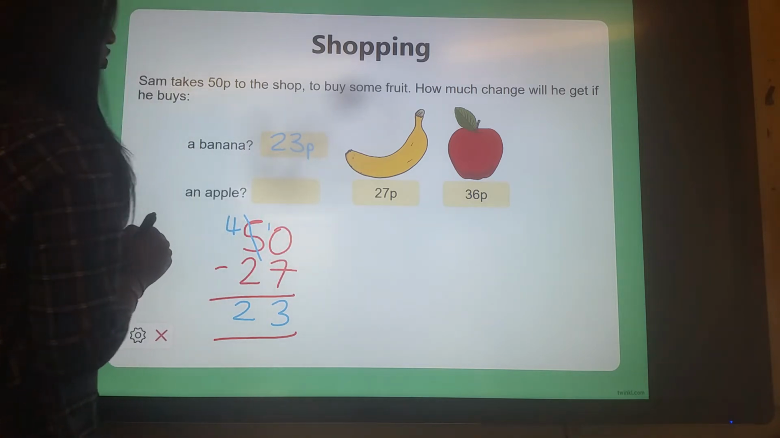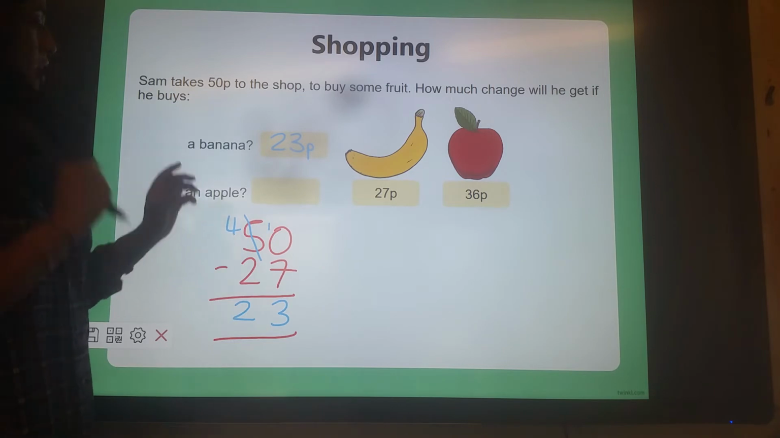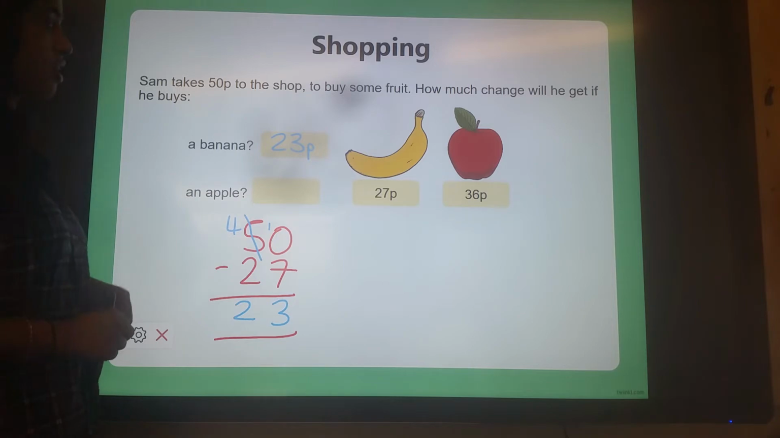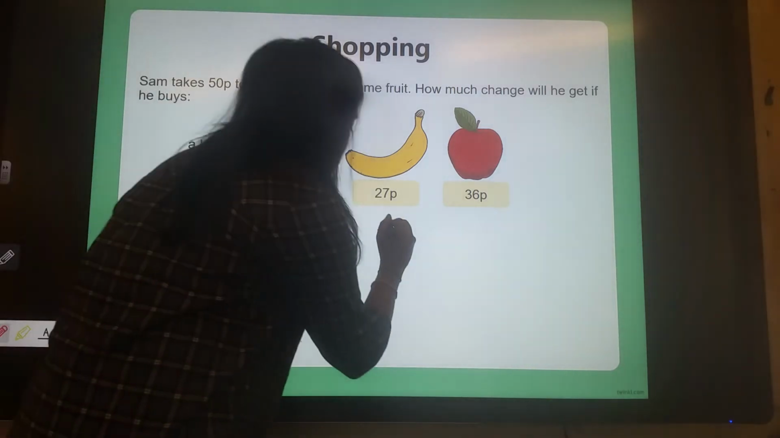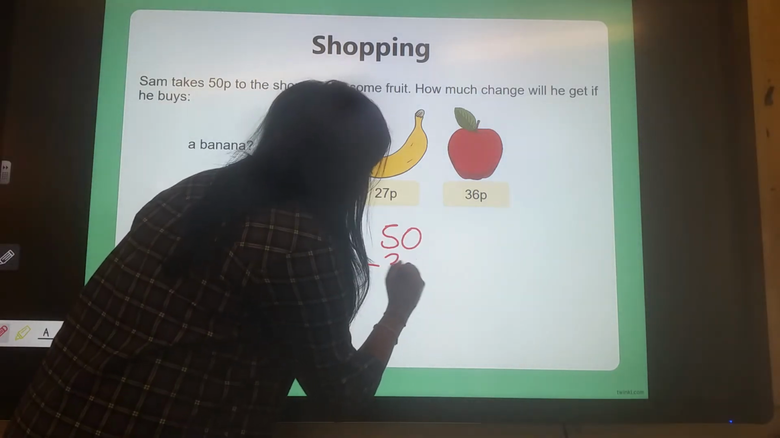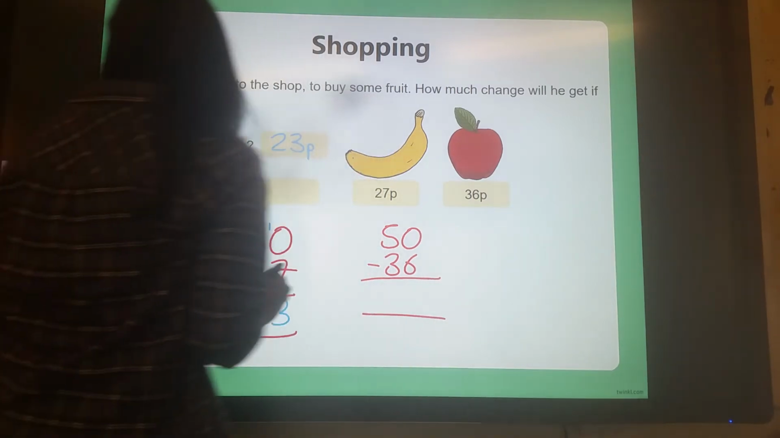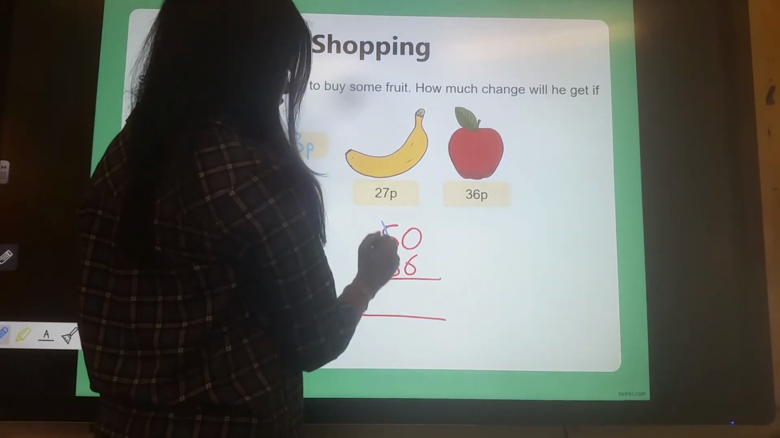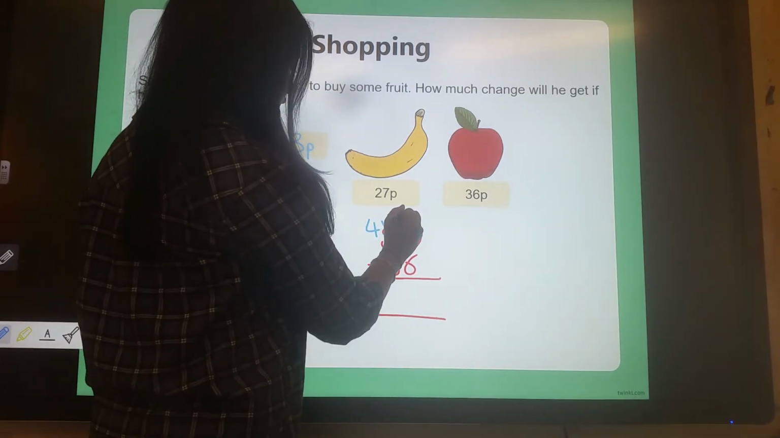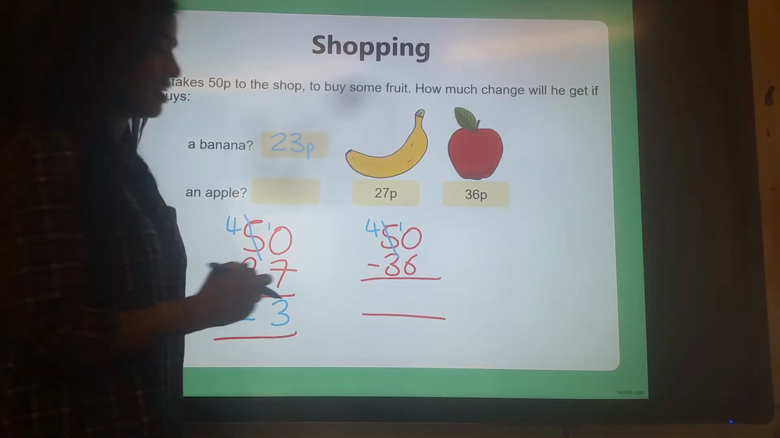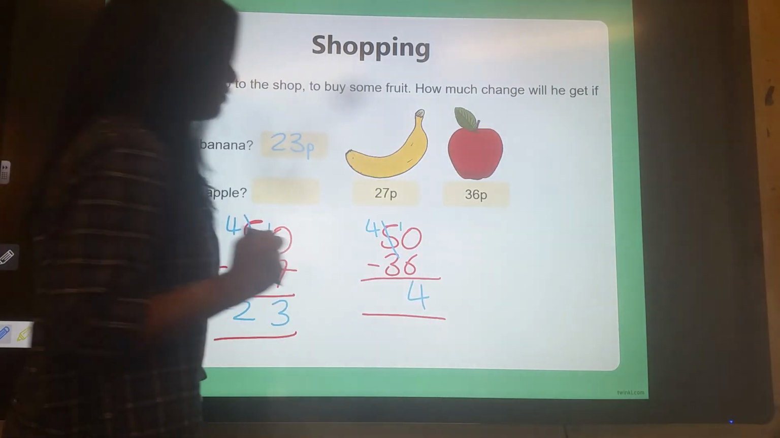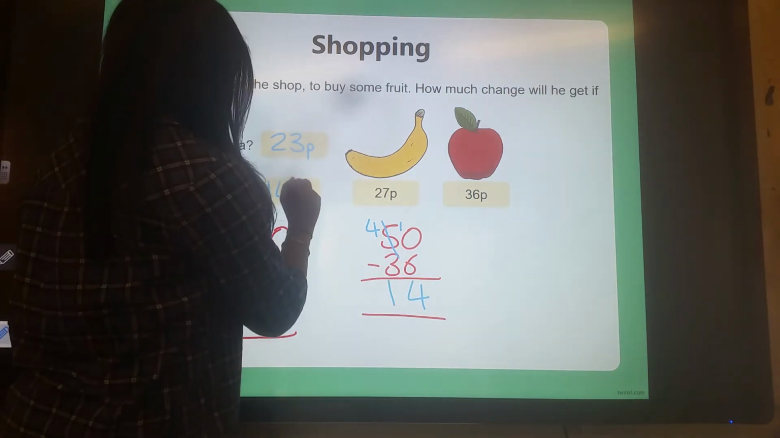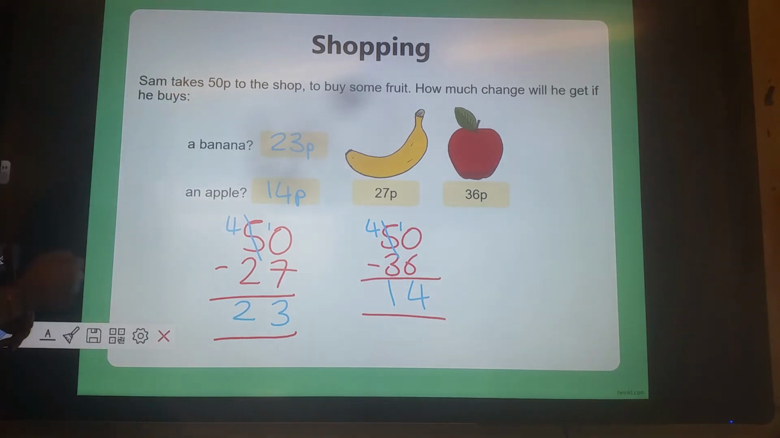Okay, let's now go on to the next sum. So the next sum again, Sam has 50p, he buys an apple that costs 36p. Again, we need to use subtraction to calculate the change. So 50 minus 36. So 0 minus 6, I'm not going to be able to do that, so I need to go to the next column. Then the 5 becomes a 4, and that becomes a 10. So 10 minus 6 is 4, and 4 minus 3 is 1. So my answer is going to be 14p. Well done if you got that question correct.